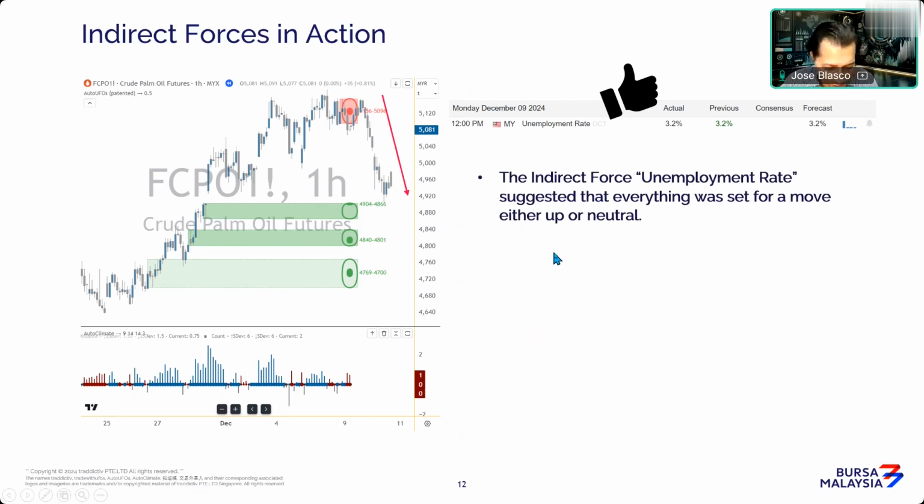And by the way, I also want to point at something that some of you may have caught by looking at the slide, which is the fact that this is the unemployment number. This is a number that represents the economy. But the chart I have loaded is FCPO, which is crude palm oil futures. And some of you may be thinking, wait a minute, how come the unemployment number, which is an economic report, affects a commodity such as palm oil? How can that even be possible? What's the relationship? Okay, well, that's the whole thing.